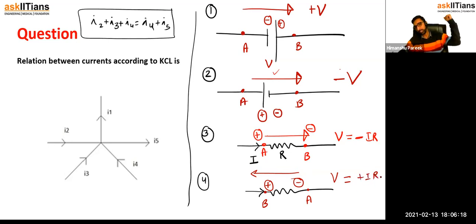When I was walking in the direction of current, I was writing minus IR. And when I walk opposite to the direction of current, I will write plus IR. That's a simple rule. When you walk in the direction of battery, I mean lower to higher, plus V. Opposite is minus V. When you walk in the direction of current, it is minus IR. When you walk opposite to the direction of current, it is plus IR. That's it. These 4 simple rules we have to remember. Based on this, we'll now solve 1 or 2 questions based on KCL and KVL.